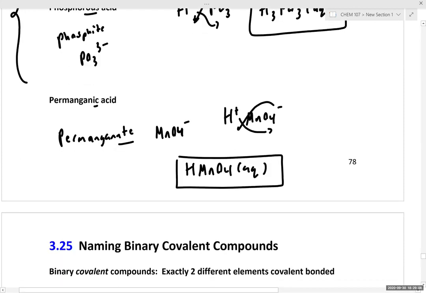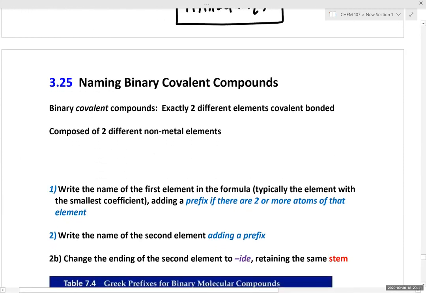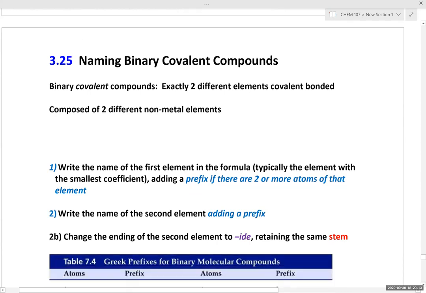If not, let's keep going now and let's talk about the last class of compound that we have to discuss, which are binary covalent compounds.